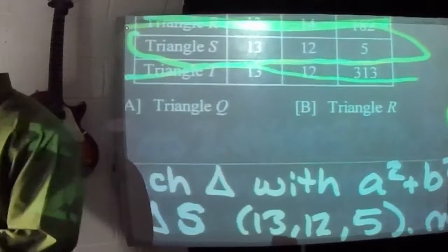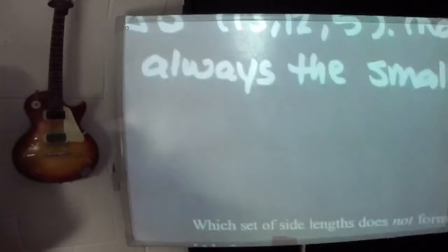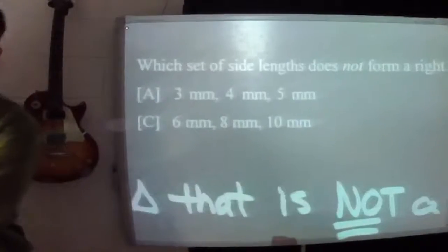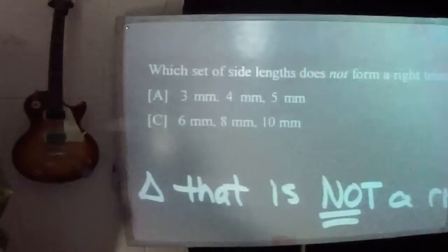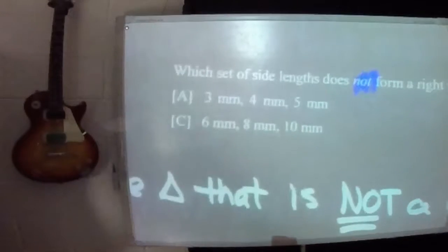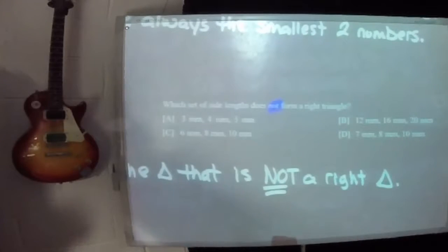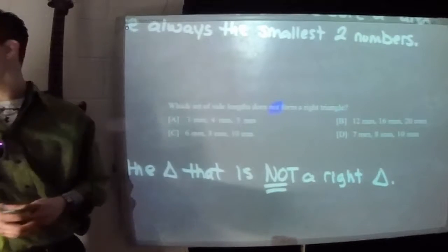And last one up. Here you're trying to find one that's not, keyword not, which means 3 of these things are right triangles, one of them is not. 3, 4, 5. That's right.